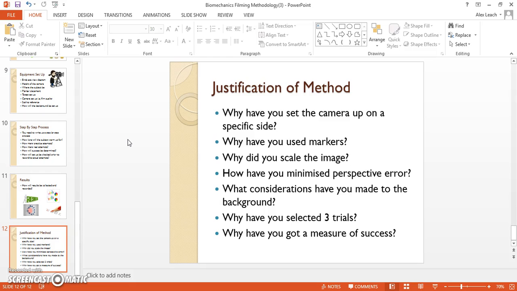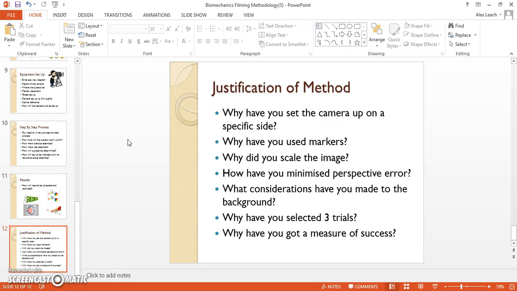Have you minimized perspective error? So what perspective error is? You think about watching a football match or a hockey match, anything, and you're sat on the halfway line, and you look down to the goal, and someone shoots, and then someone clears it off the line. Now, some of the players are claiming it's gone over the line. You can't tell because of the angle you're at. So that angle is called perspective error.